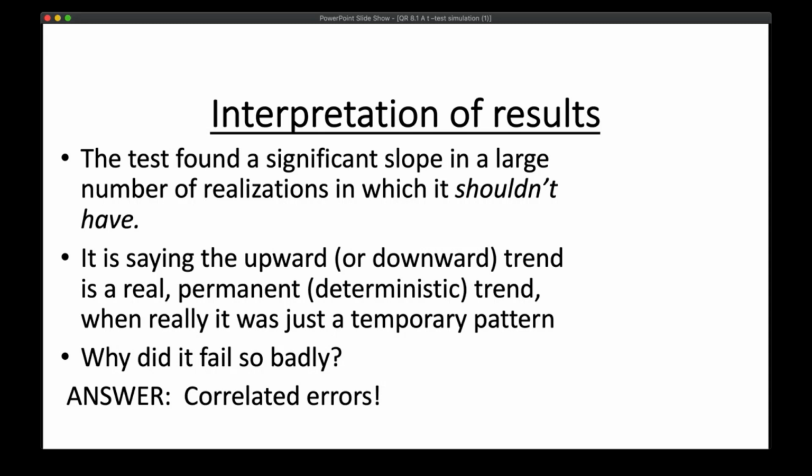Because why? Well, it saw what it viewed as a linear trend, and it thought that it was going to go on permanently, when really it was just a temporary time period in which the points did have a linear sloping upward or downward trend. So what happened? Why did it fail so badly? As we've been saying, the errors are correlated, and the standard t-test assumes that they're not, and it confused it. It tricked it into thinking that the trend was permanent when really it's not.